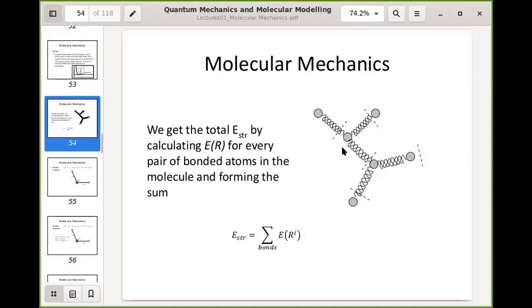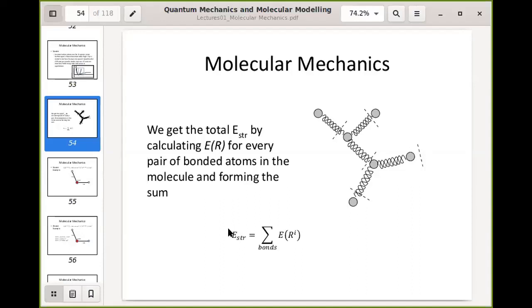Be careful, because if you've got an oxygen and a carbon, that K is going to be different and the equilibrium bond distance is going to be different. So you may need a whole list of K values and a whole list of equilibrium bond distances to be able to calculate the E stretch term for a molecule.